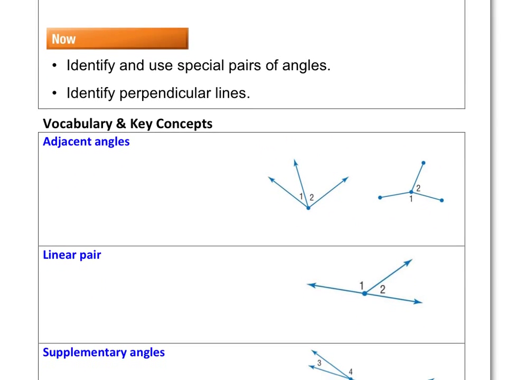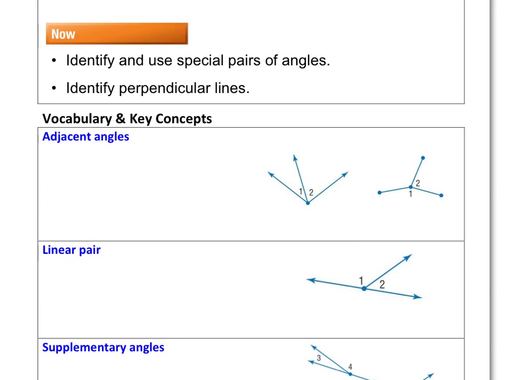Okay, so the first term is adjacent angles. Adjacent angles are side-by-side angles, you could say. They have a common side between them. Over here in the diagram you can see that angles 1 and 2 here are adjacent, they are side-by-side, and they have a common side here.